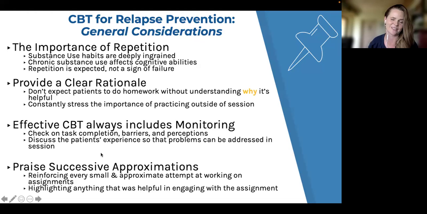And then lastly, and this part really is my favorite, is praising successive approximations. Successive approximations just means a very small unit of a larger behavior. So if maybe the larger behavior is cessation of use, a very small behavior, a successive approximation, would be, for instance, taking a different route home from work so that they were not driving near their dealer's house. They might still end up using that day. There might be other things that don't go as planned, but that is a really important smaller unit of behavior that contributes to the larger behavior. You want to really, really be the cheerleader for those and make sure they're recognizing all the little steps that they're taking that eventually coalesce to the larger behaviors of recovery.